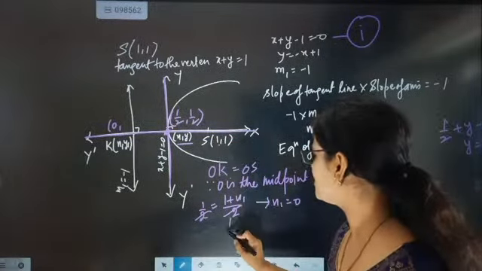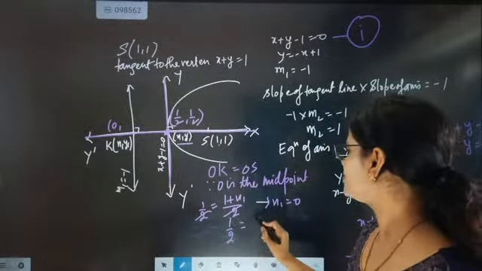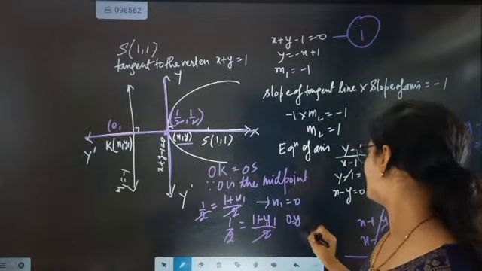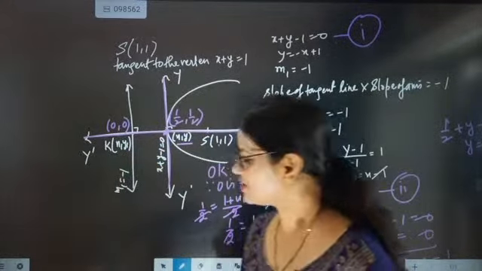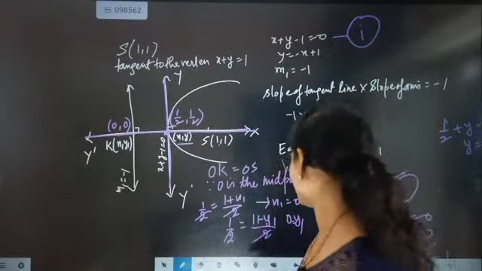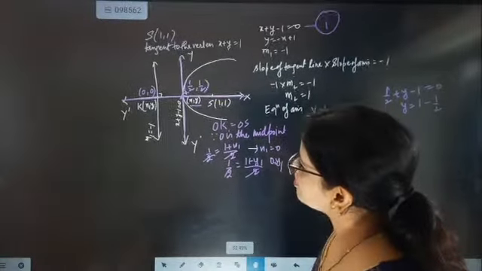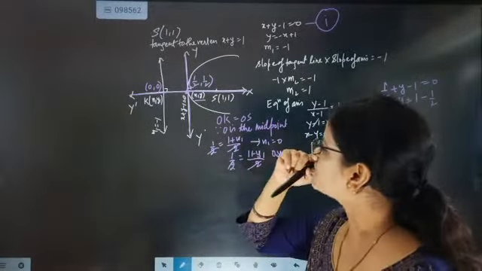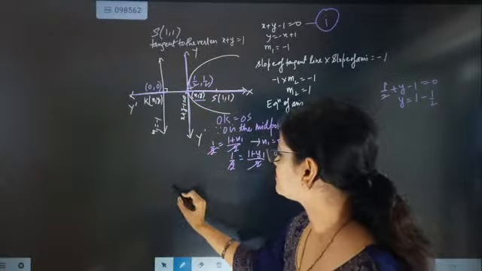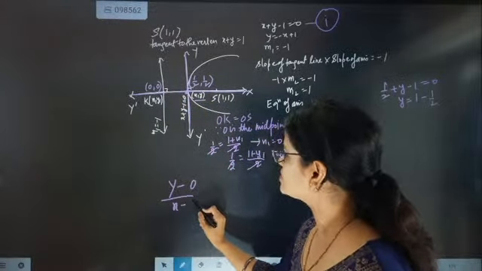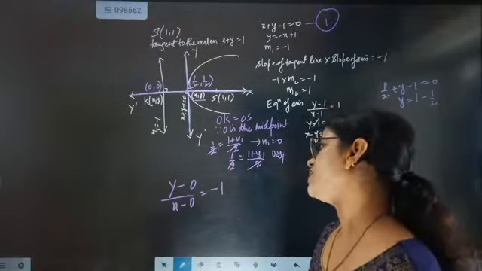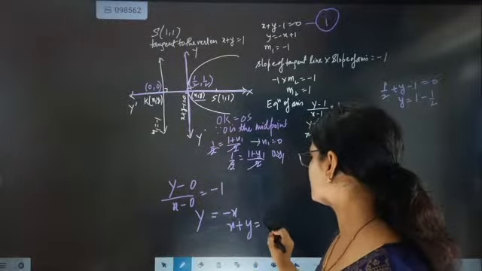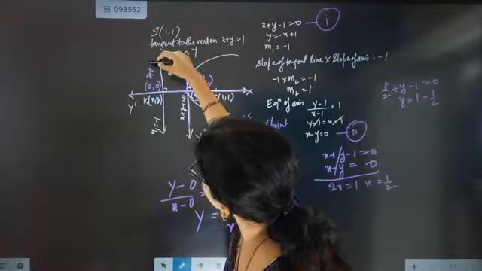Similarly, 1 by 2 equals (1 plus y1) by 2, so y1 is 0 as well. It is coming as the origin point, (0, 0). So how to get the equation of the directrix? First, (y minus 0) by (x minus 0) will be equal to minus 1, so y equals minus x, so x plus y equals 0. The equation of the directrix is x plus y equals 0.